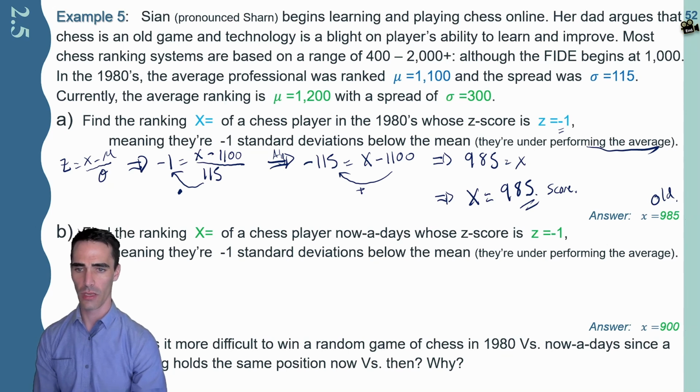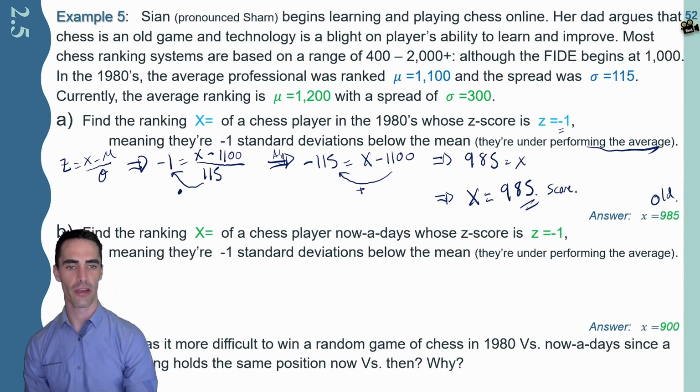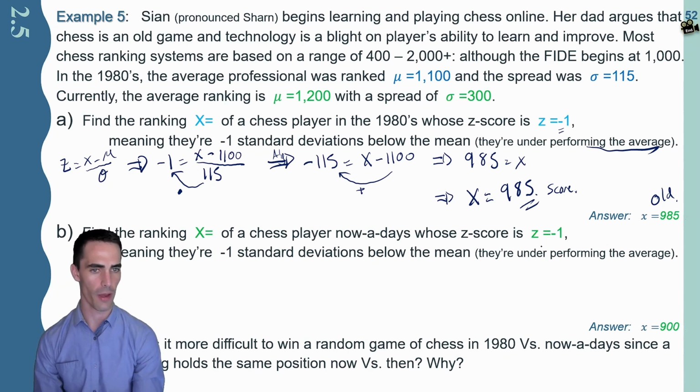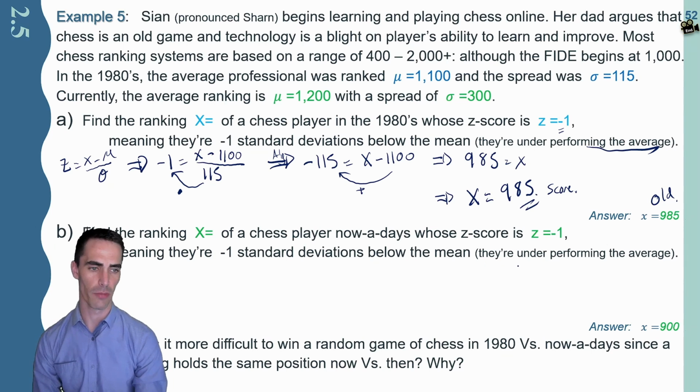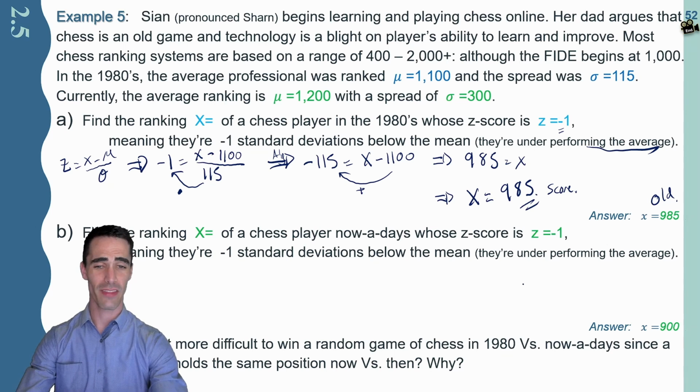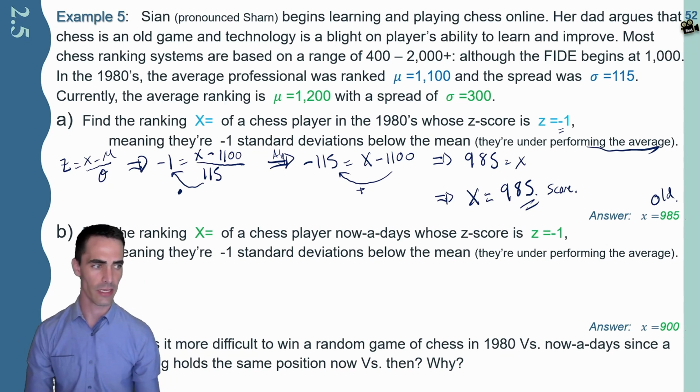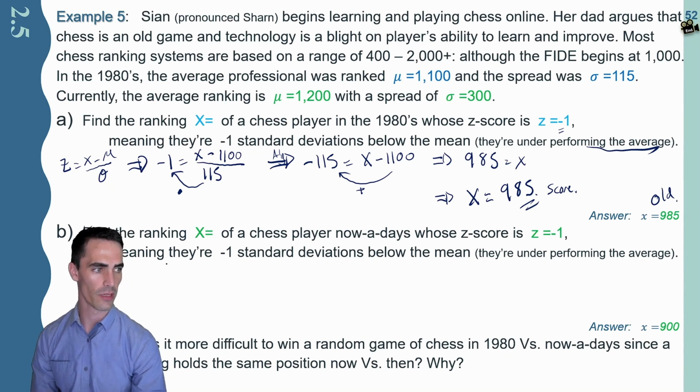What I want to do, what about the new and improved? Find the ranking X of a chess player nowadays whose Z-score is -1, meaning they're -1 standard deviations, again, below the mean. These are the underperformers, but not of the 1980s, but of the current year. I think I can do this over here. Let me see if we can write the formula again and plug in those values we know.